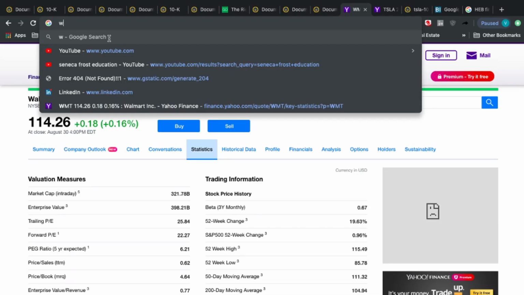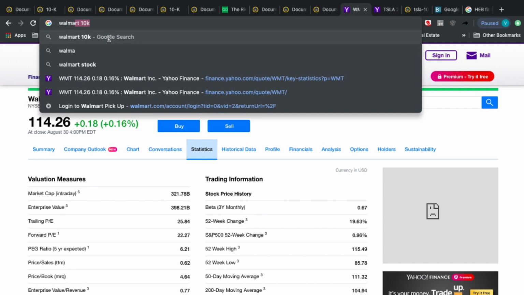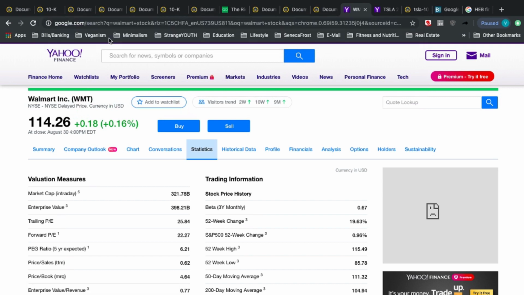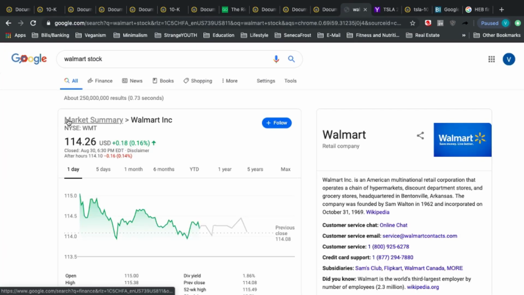Now, a quick way to determine whether a company is a publicly traded corporation is to type the company's name into Google followed by the word stock, and then search. If you can buy this company's stock on a stock exchange, such as the New York Stock Exchange or the NASDAQ, then this company is a publicly traded corporation, and it is also owned by the public. Now, what do I mean by that?